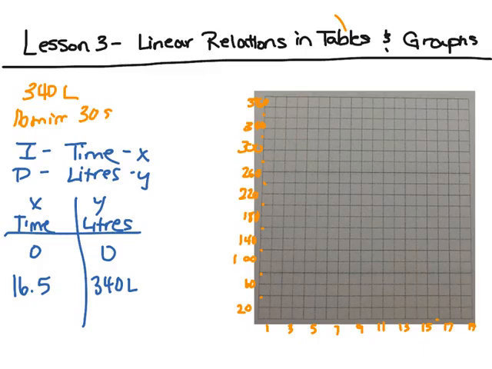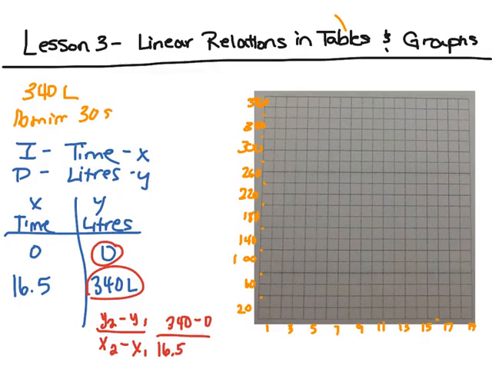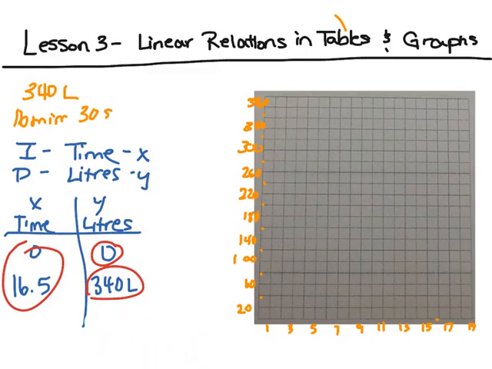Okay, now we're going to find our slope. So we have 2 points, we can find our slope. So we have y2 minus y1 over x2 minus x1. We have 340 minus 0 over 16.5 minus 0. You get 340 divided by 16.5. So our m, I'm running out of space, so I'm just going to erase. Our m is equal to 20.61 liters per minute.